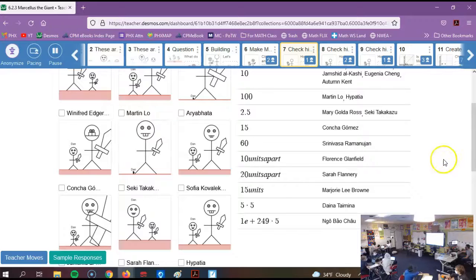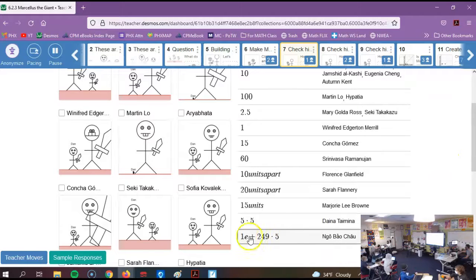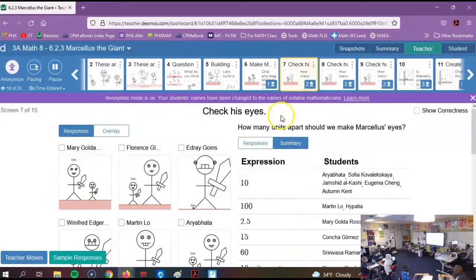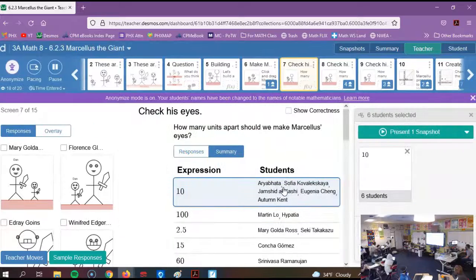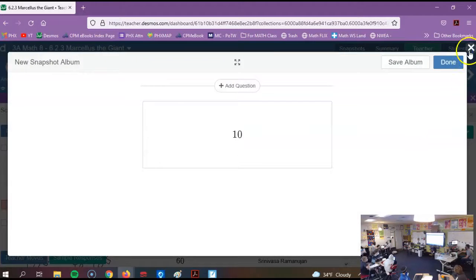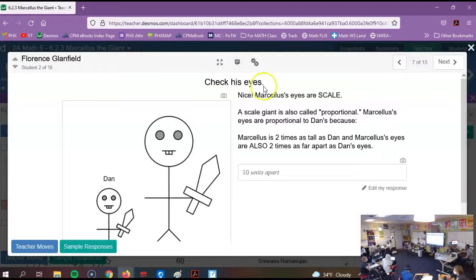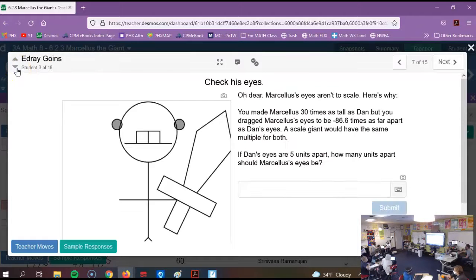A lot of us agree and some of us don't, and then one of us is working in complex... Wait, what? This is exponential form of a number. Wait, what slide is this on? 7. Check his eyes. Wait, one of you snapshotted. Oh, never mind. 10. Okay, maybe I shouldn't have done that crazy one. Man, if only somebody had warned you.